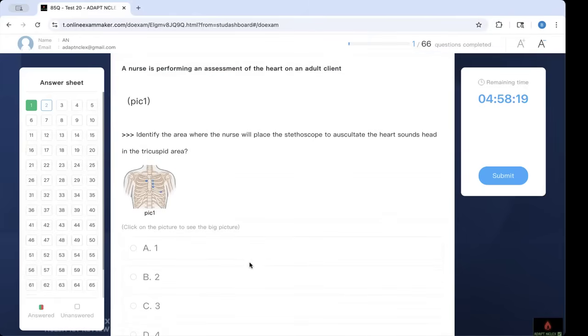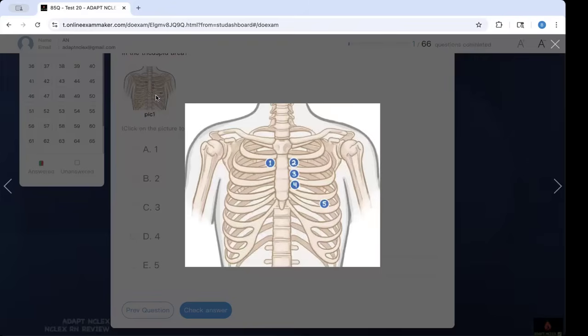And this is performing assessment of a heart of an adult client. Identify the area where the nurse will place the stethoscope to auscultate the heart sound heard in the tricuspid area. Which area is the tricuspid? 1, 2, 3, 4, 5. What do you think? Which one are you worried about?